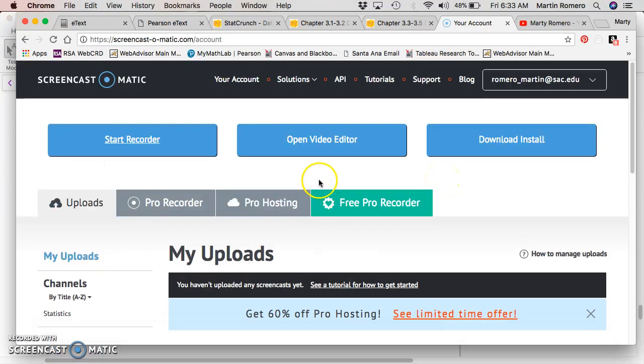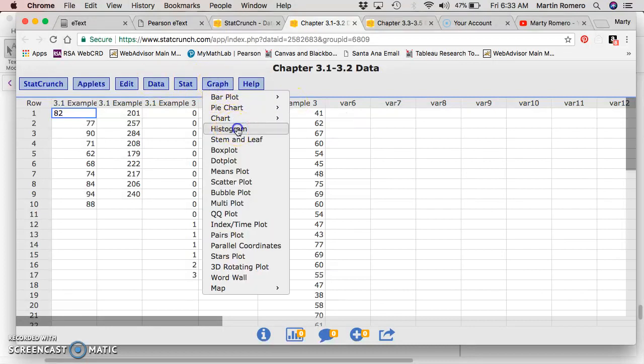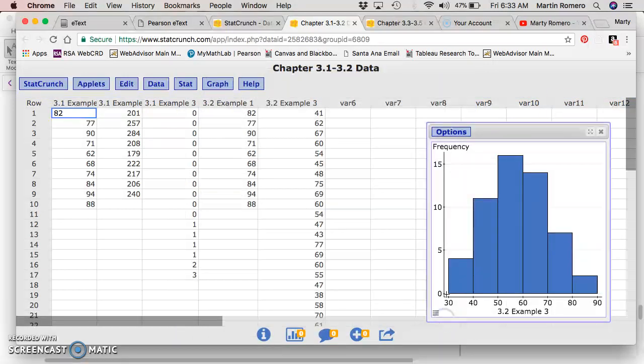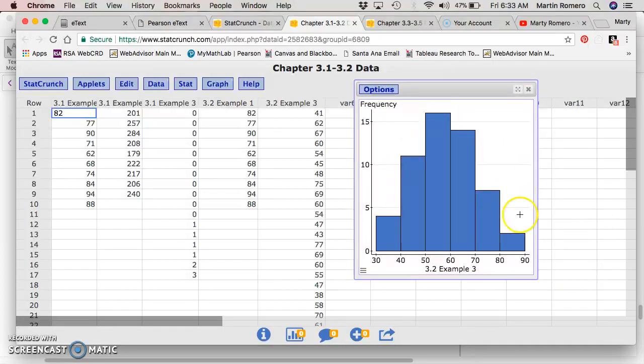The histogram is going to look at 3.2, example 3. So here's the data of all the cholesterol levels of the 54 people. We want to make a quick histogram of the data. I have the data already in. There it is. Quick histogram. And when we do that, there's the histogram. It's nicely shaped there. We have this shape right here, and it looks, again, kind of like a normal curve. It goes from 30 to 90, and so there's the shape of that.